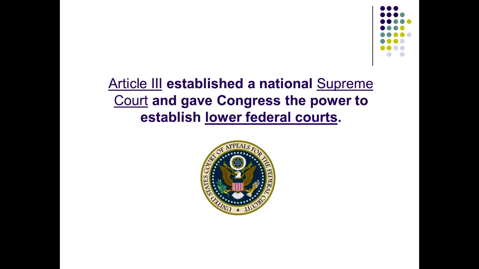Article 3 established that there was a national Supreme Court and gave Congress the authority to make all lower federal courts. The only court that's actually mentioned explicitly in the Constitution is a Supreme Court. That's it. So all the lower courts are made by federal statute, and they can be made, they can be unmade, they can be removed.